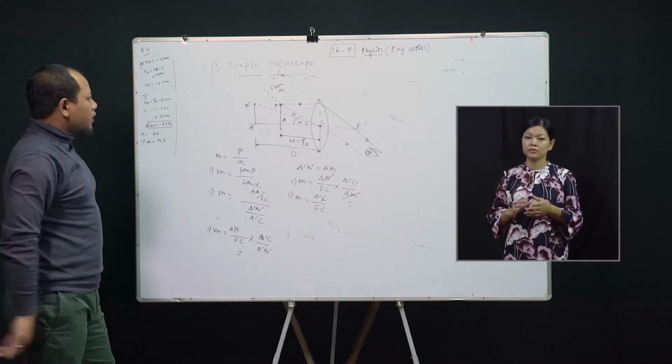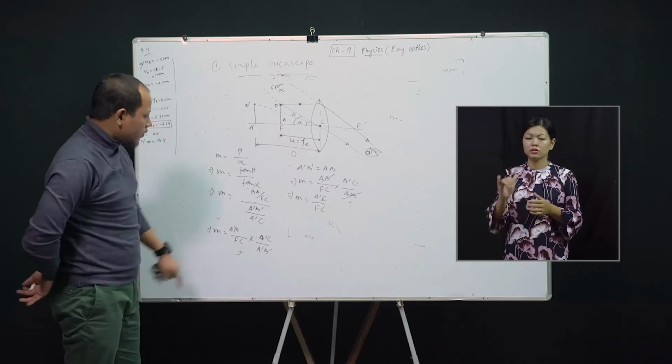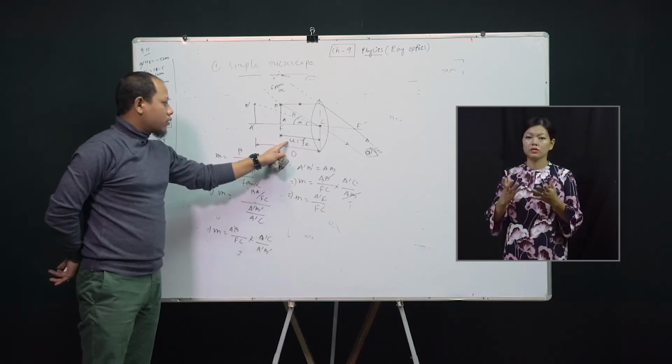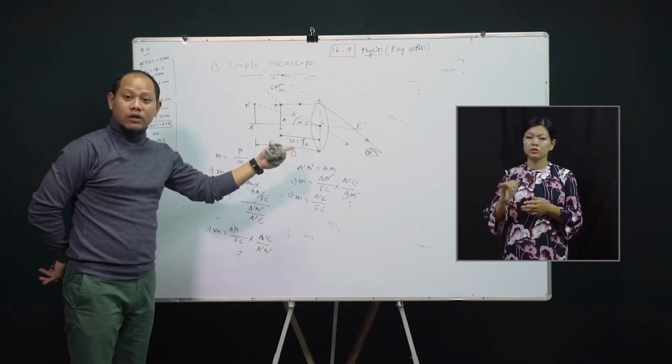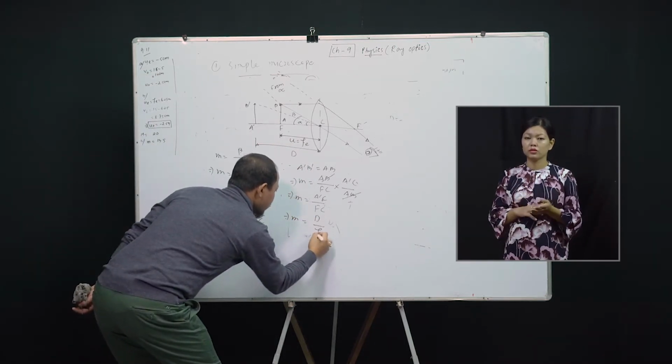Now what is the value of A dash C? The value of A dash C is nothing but D. And what is the value of FC? It is u, equal to f, because we have placed the object at focus. So this is m equals D divided by f.